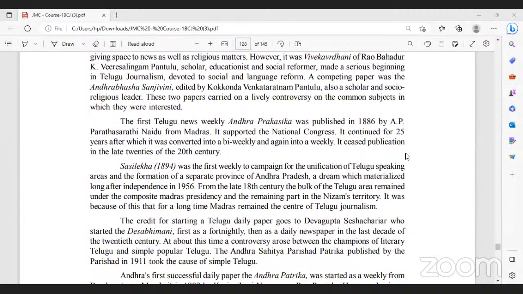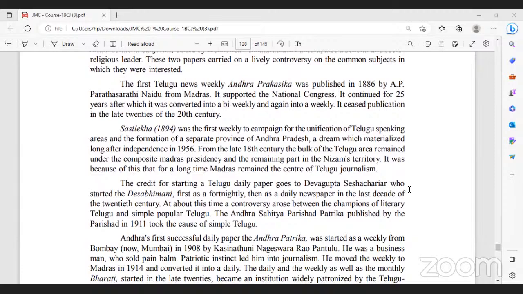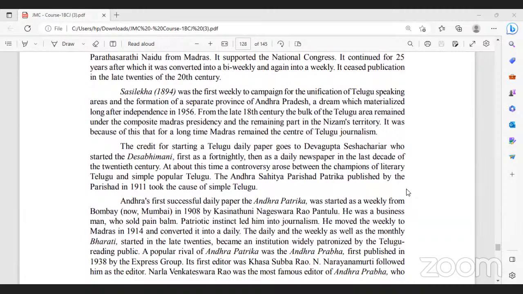The first news weekly was called Andhra Prakashika, which was published in 1886 by A.P. Parthasarathi Naidu from Madras. It supported the National Congress and continued for 25 years. Then we have Sasilekha, which was the first weekly to campaign for the unification of Telugu-speaking areas and the formation of a separate province of Andhra Pradesh. Then there was also a Telugu daily newspaper that goes back to Dev Gupta Seshacharya, who started the Deshabhimani, which was basically a fortnightly newspaper.